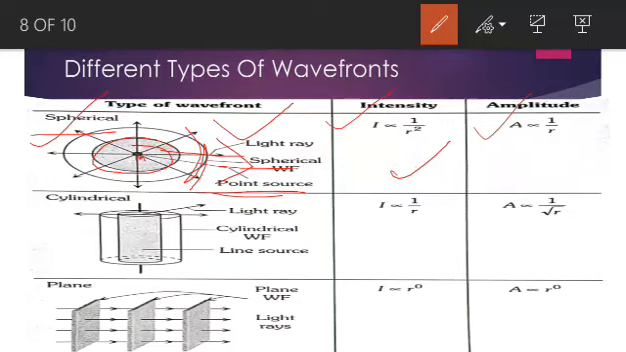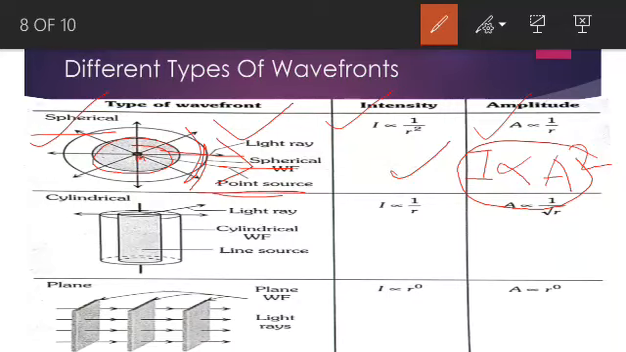So if the radius of the sphere is increased, then the intensity of that light will obviously decrease. And as we know that intensity I is proportional to capital A square, that means intensity I is proportional to amplitude square. So from this equation you will calculate that capital A will be inversely proportional to 1 by R.